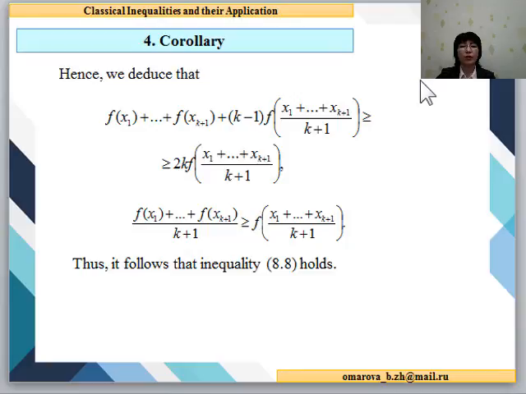Hence, we get the following inequality, and therefore, finally, we obtain the following inequality. Thus, it follows that inequality 8.8 holds.